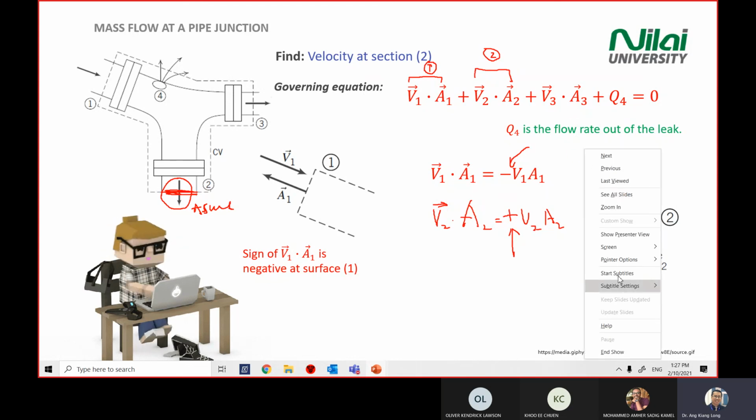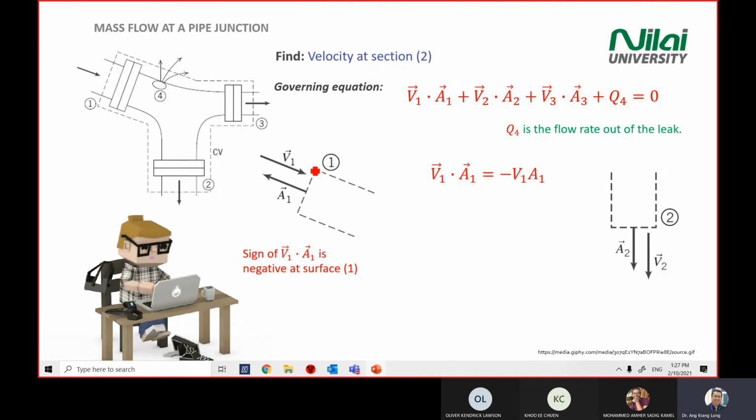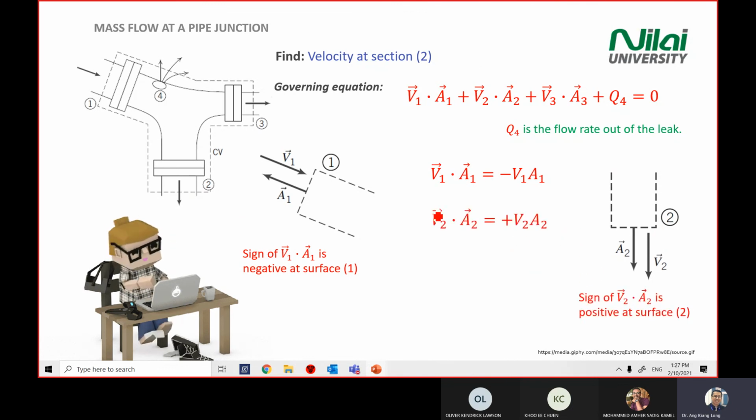So I just want to remind all of you to remember to draw the free body diagram for the flow, the velocity and the area. So number 2 we already explained. What about number 3? V3 dot A3. Are you able to write the answer? Is it positive or negative if you look at point number 3?